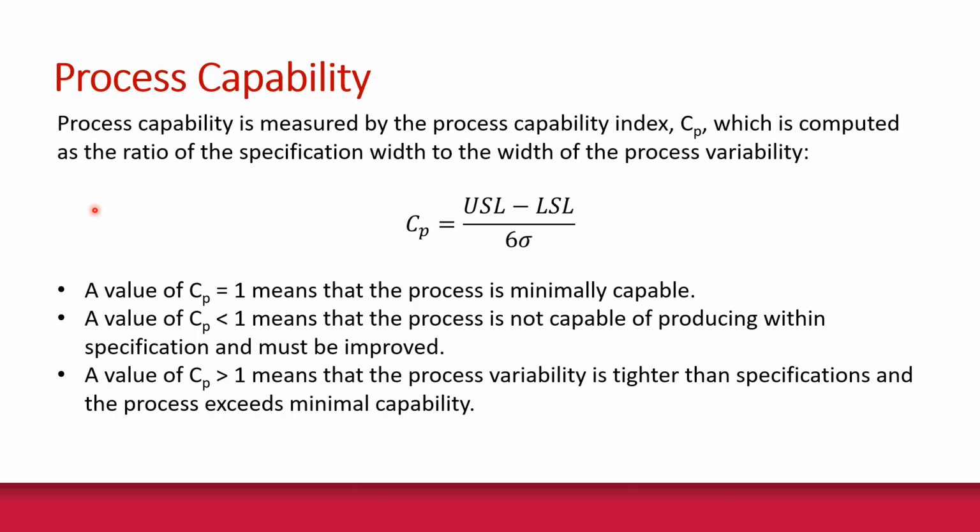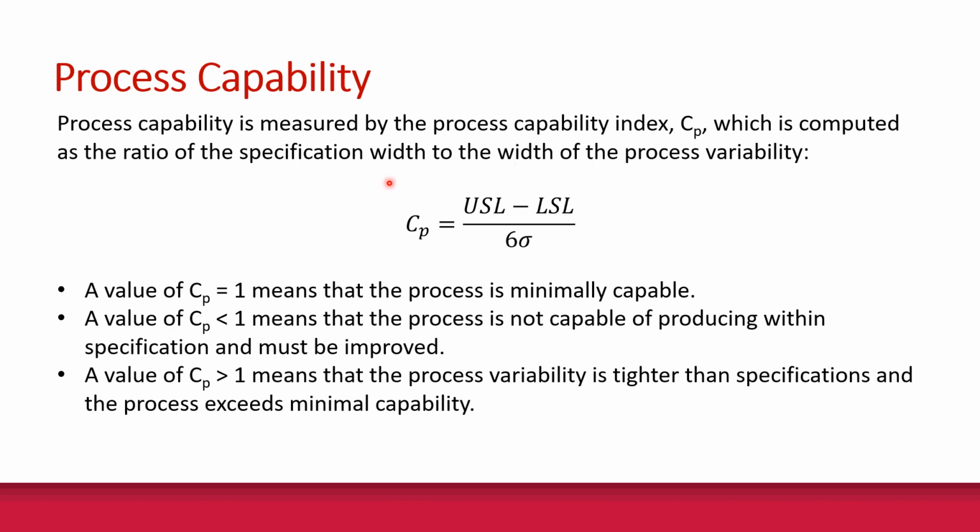So formally, how would we define process capability? It's designated by the symbol C sub P. It's computed as a ratio of the specification width to the width of the process variability. In other words, it's the tolerance limits, the upper specification limit minus the lower specification limit, divided by 6 times the variance, 6 sigma. So how do we use this value?